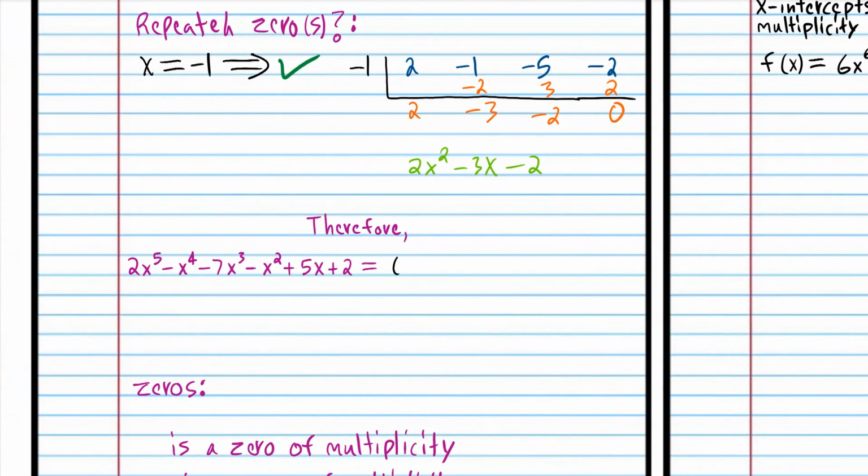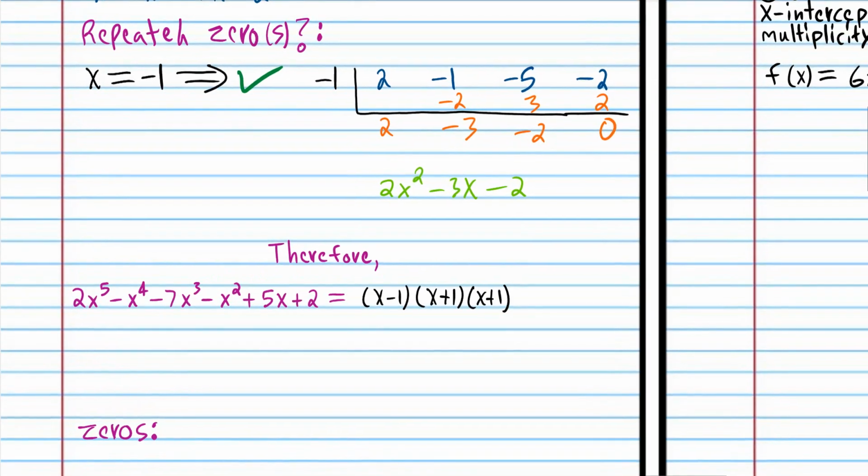So if 1 works, then we have x minus 1 is a factor. If -1 worked twice, then we have x plus 1 twice. And we're left with the green 2x squared minus 3x minus 2. So now all we have to do is factor that green quadratic.